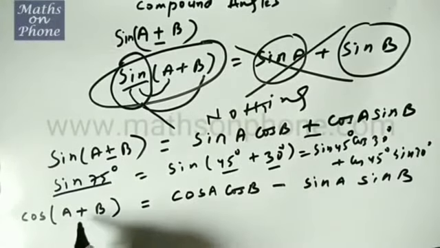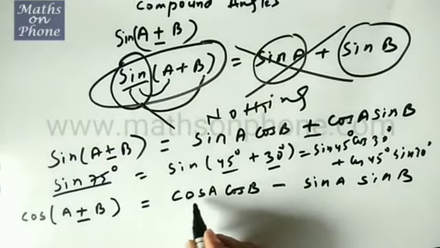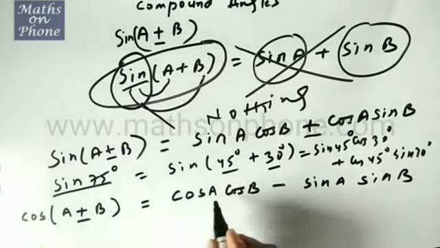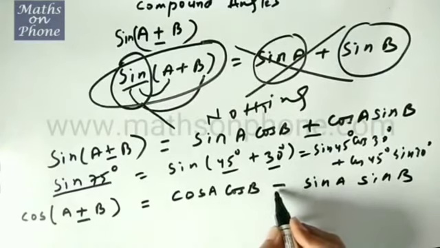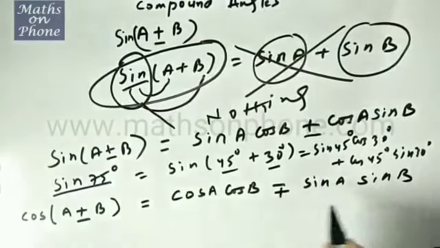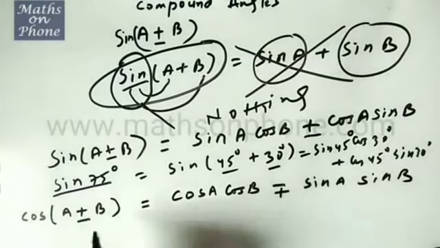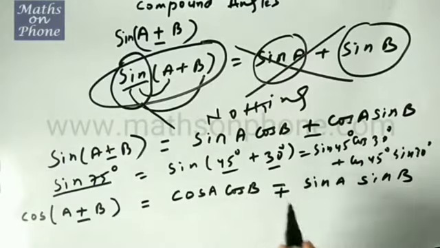Just see carefully, if I need to write cos(A-B), what will that be? You can just make a guess. It is cos A cos B plus sin A sin B. Very easily you can remember this formula.